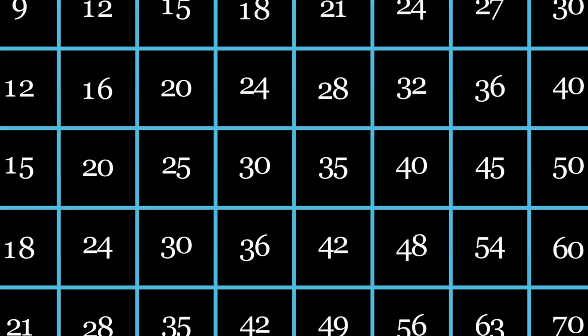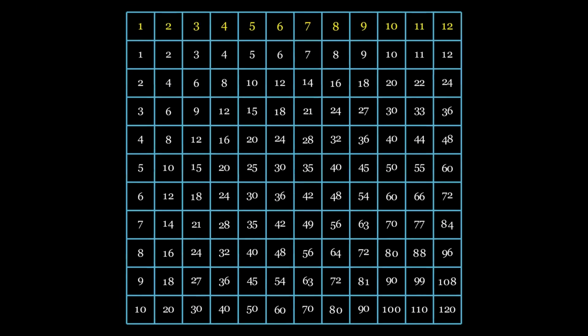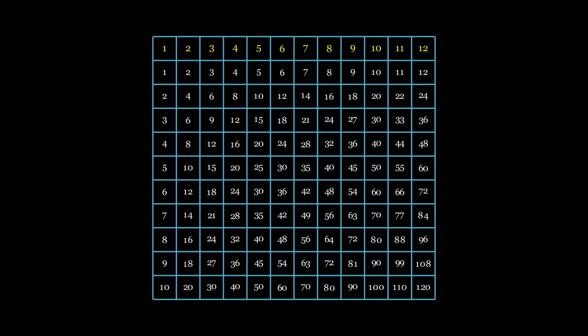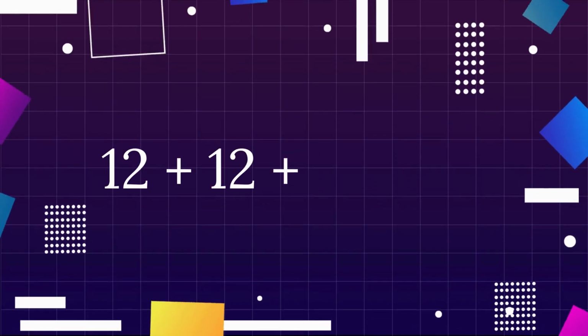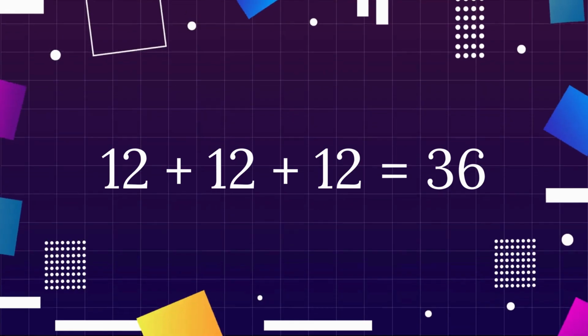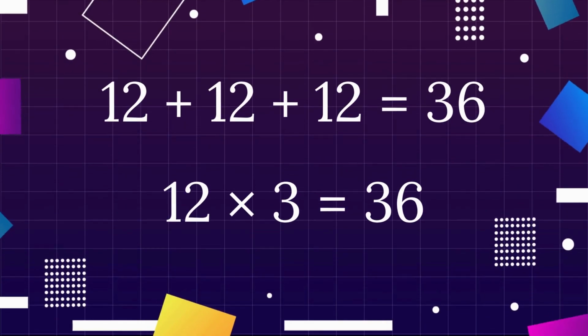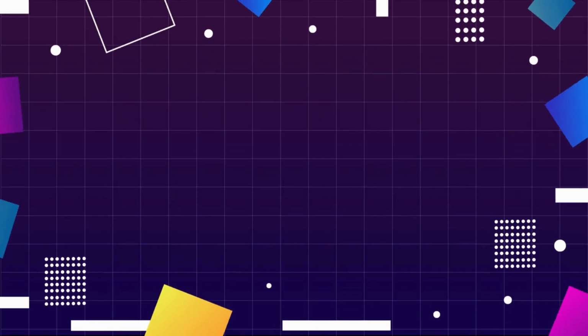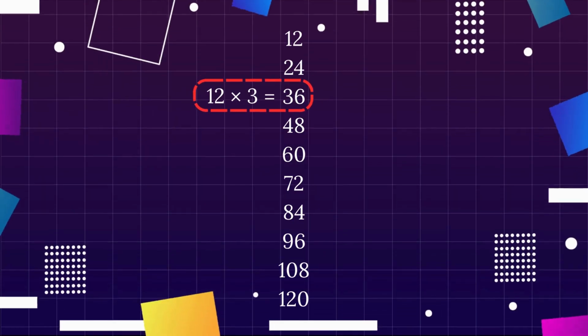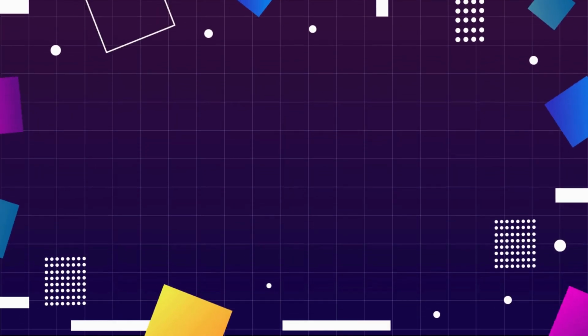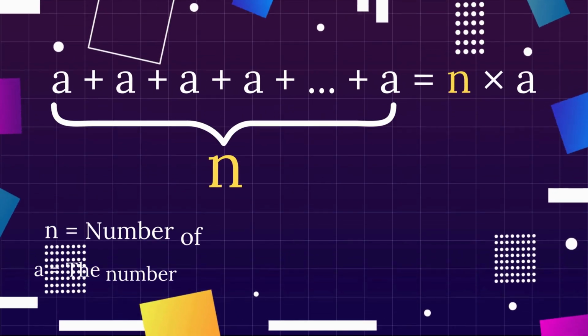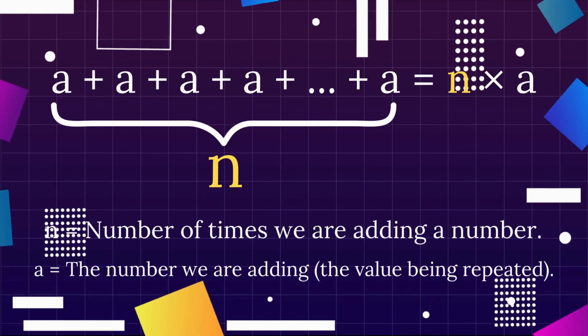There it is. We have invented multiplication. It tells us which number we are adding and how many times we are adding it. Remember, learning multiplication tables as a kid, we didn't just memorize them for fun. They are a neat way to represent repeated addition. For example, instead of writing 12 plus 12 plus 12, we can write 12 times 3. And you don't need to add 12 three times. Just look at the table and you instantly know it's 36. That's how multiplication becomes a shortcut for repeated addition.